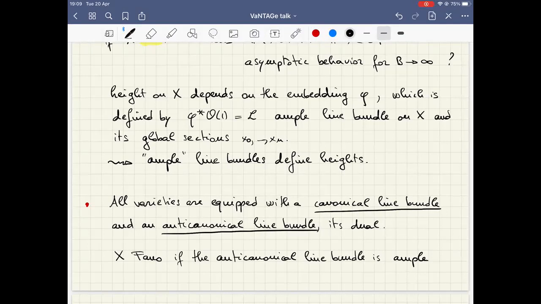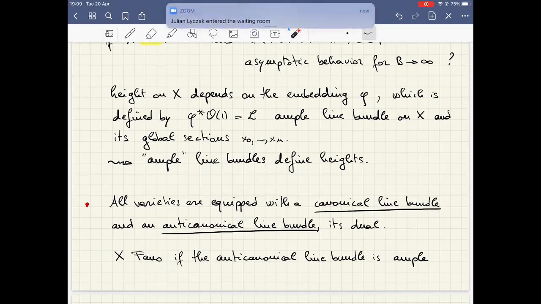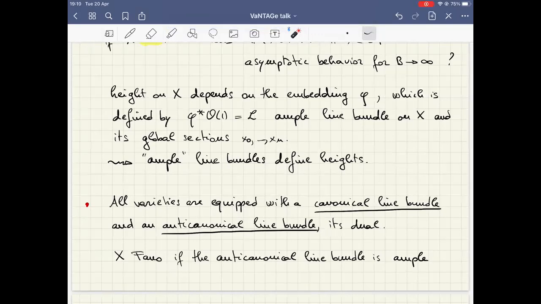We are going to be interested only in the case where the anti-canonical line bundle is ample. This is the case where the variety we look at is a Fano variety. It is really just defined by this property. And the reason why we want to consider only this case is because for Manin's conjecture, we're interested in asymptotics for counts of points of bounded height. And this makes sense only if we have plenty of points to work with.